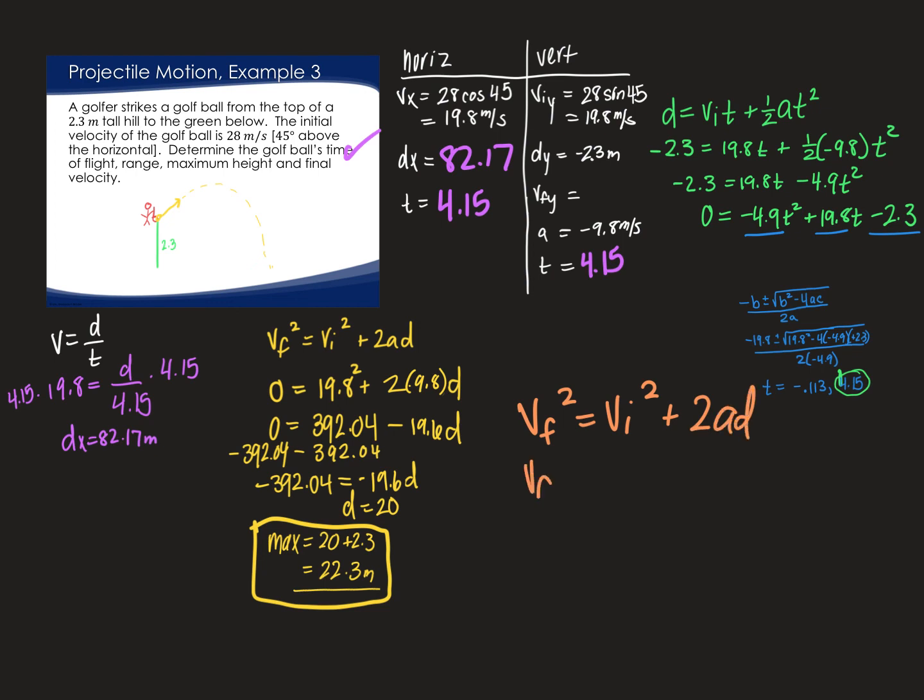Okay, so we're solving for VF squared. VI is still 19.8. And we're going to use our negative 2.3 here. Right, we don't want to use the max height. Because we know, right, if we use the max height, we'll get back to where we started and get a final velocity of 0. So 2 times negative 9.8 times 2.3 is 45.08.